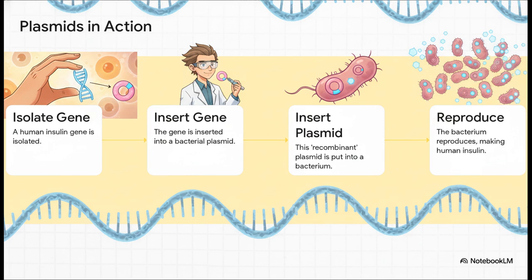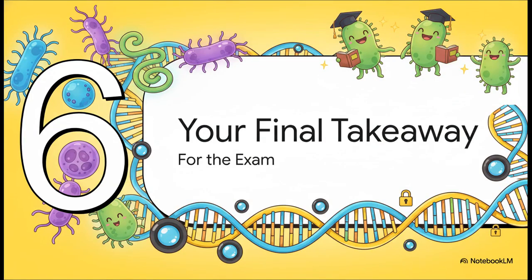Here's how it works. Scientists can use these plasmids like tiny little delivery trucks. They can take a human gene, like the one for making insulin, and actually splice it into a plasmid. Then they pop that modified, or recombinant, plasmid back into a bacterium. And since bacteria reproduce like crazy, pretty soon you have billions of them, all pumping out human insulin for us. It's absolutely revolutionary stuff.